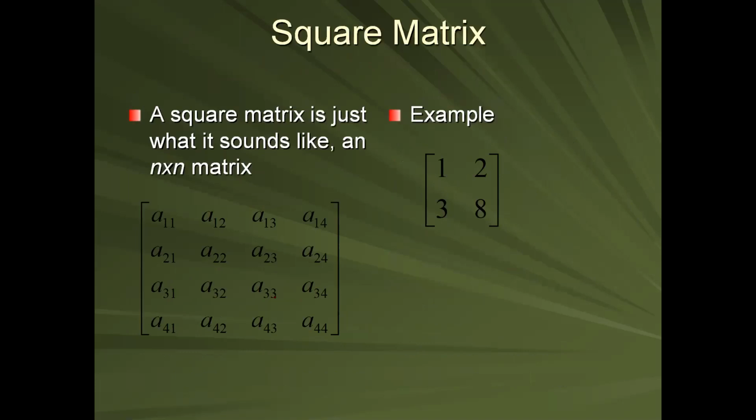N cross N matrix. This is the general format, and this is the example. Here we have 2 rows and 2 columns, so it is a square matrix. If you write 3 rows and 3 columns, it is also a square matrix. If you write 4 rows and 4 columns, it is also a square matrix. So in short, the number of rows and number of columns must be equal in order to have a square matrix.